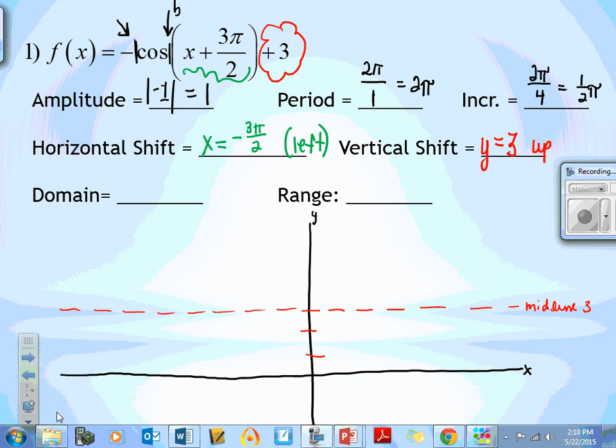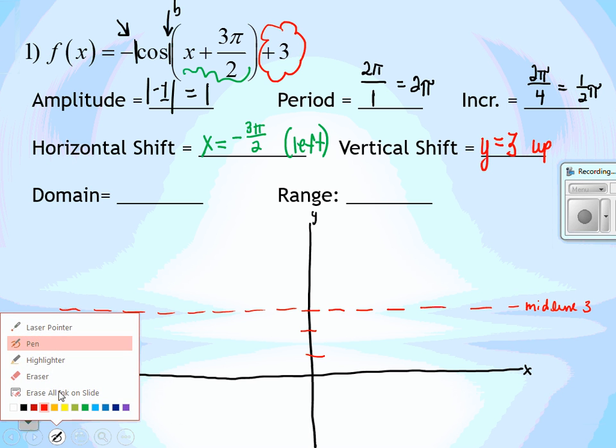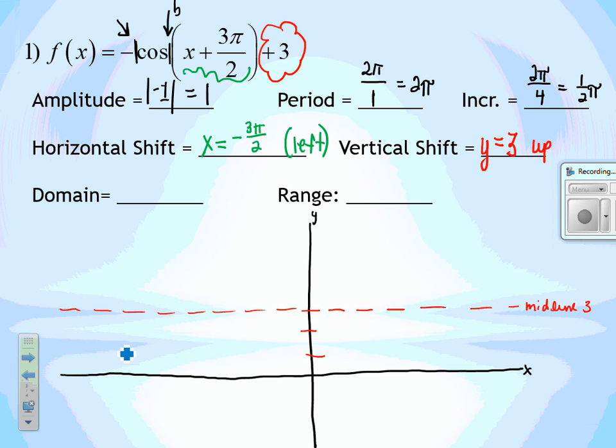Then I'm going to grab the blue, and I'm going to do my amplitude. My amplitude is 1. I'm going to go up 1 from my midline. That's 4. And I'm going to go down 1 from my midline. That's 2.